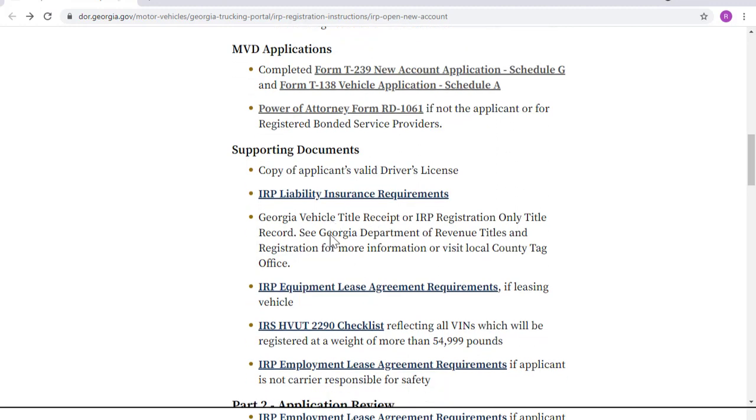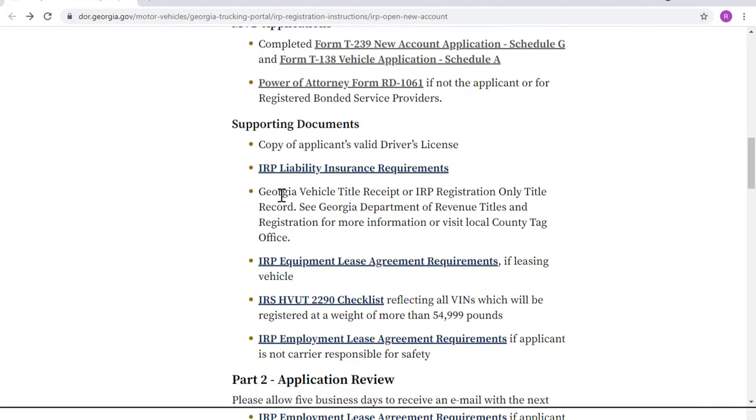Okay, so let's move right along. If you have a Georgia vehicle title receipt, that's your MB1. Georgia vehicle title receipt. You've purchased a truck. Okay, you purchased it in a different state, not Georgia. Okay, come on, bring it over here. Get it registered in Georgia. Make sure it's a Georgia record. All right, you're going to need that. That's part of your supporting documents.